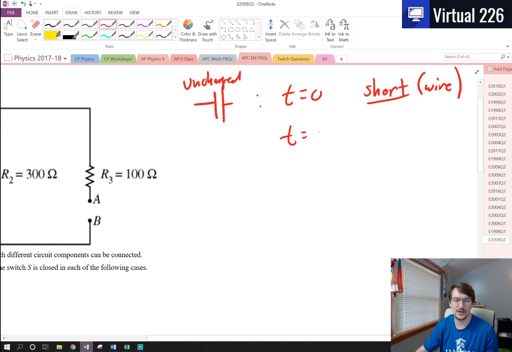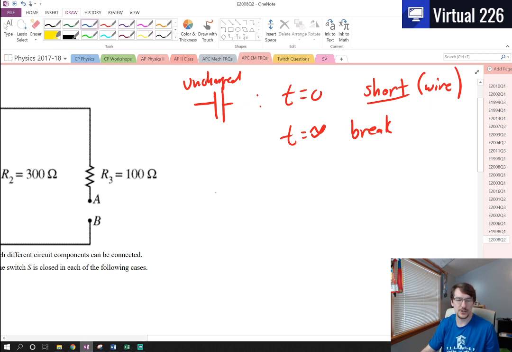At time of infinity, your capacitor has been completely charged. And when your cap has been completely charged, what we're going to see is it's going to act as a break in the circuit. It's going to shut things down right there.